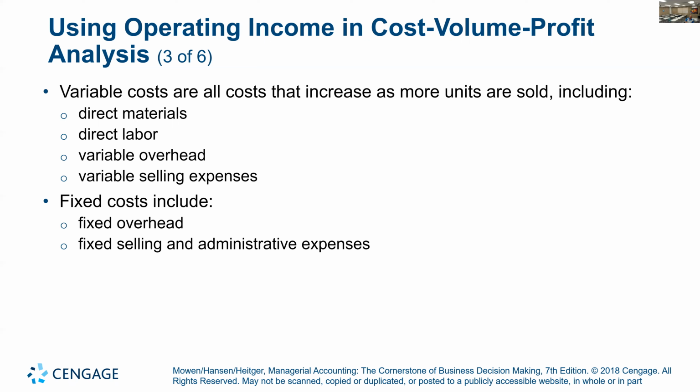We talked about this a little bit in chapter 3. So remember, variable costs are costs that change with the level of production. This is on a total level. Direct materials and direct labor were always variable costs because the more we produce, the more materials we're going to use, and the more labor we're going to use. There is some variable overhead, such as maybe your electricity.